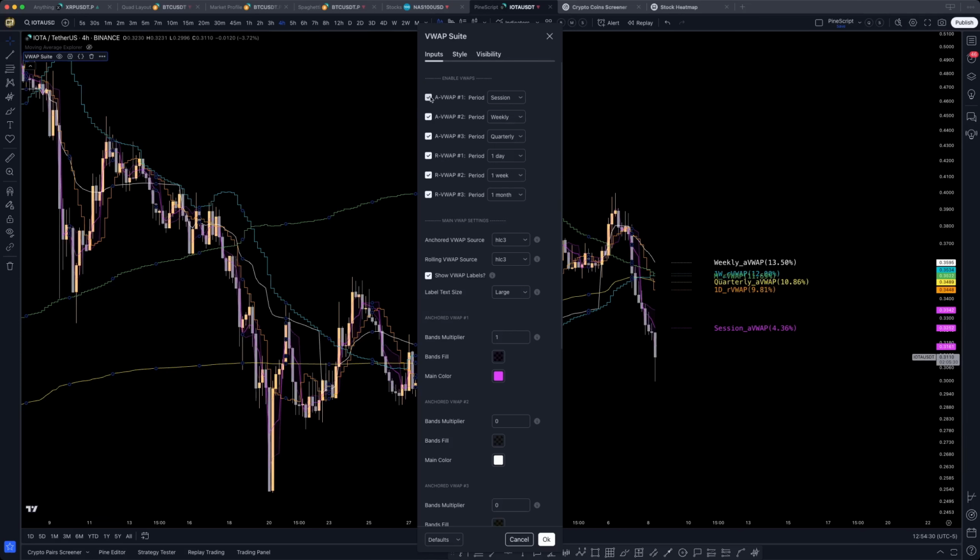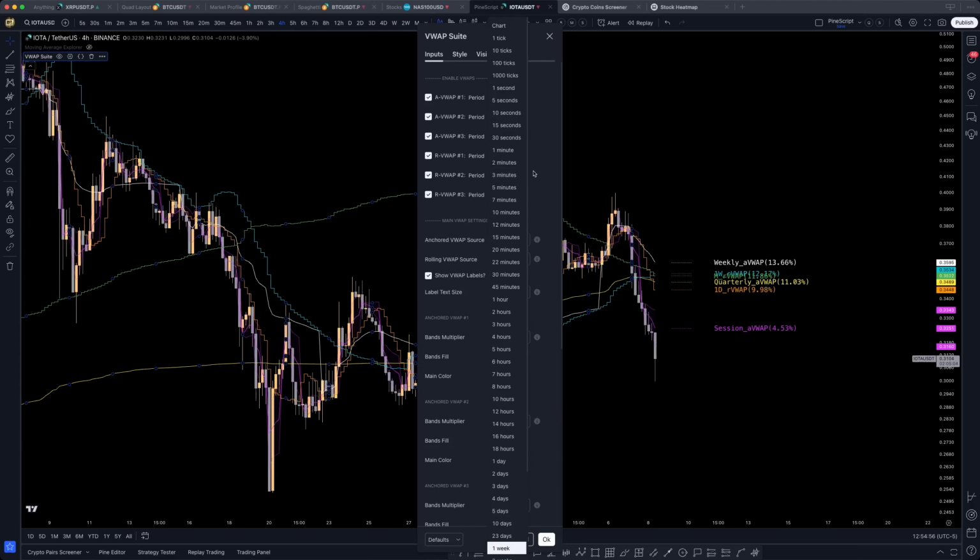Right here, you could kind of enable and disable the VWAPs that you want to see. The first 3 are auto-anchored VWAPs. The last 3 are rolling VWAPs. The ones I like to use are a session auto-anchored. That's more for short term, probably like 30-minute and below. I like to use a weekly auto-anchored and then a quarterly. And sometimes I'll change this to a monthly, just depending on what I'm doing for my analysis. And then for the rolling VWAPs, I like to look at a 1-day, a 1 week, and a 1 month.